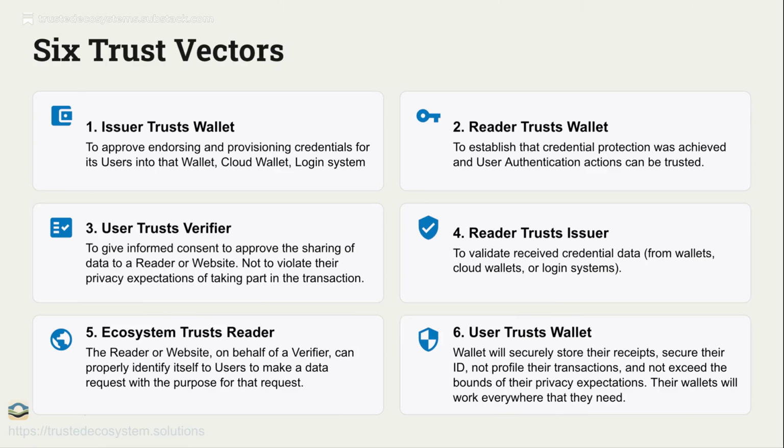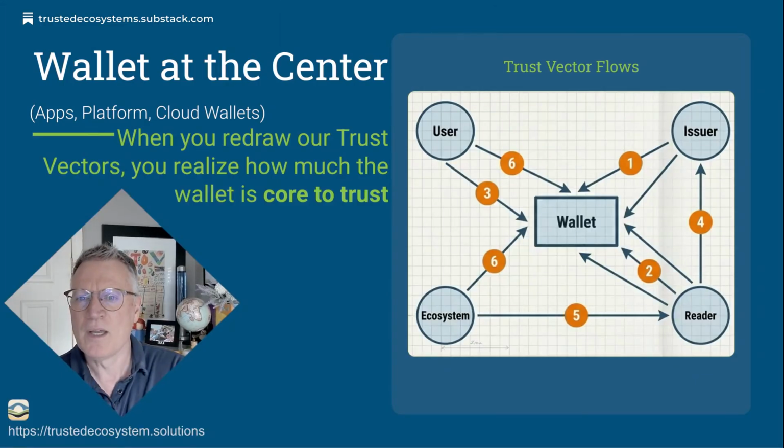So, just a refresher on basically the 6 trust vectors that we've talked about in prior videos. The key ones here that pertain to the wallet: the issuer trusts the wallet to put credentials into it, the reader trusts the wallet for credential protection and user authentication. The user trusts the wallet because it's their source of identity documents, their repository for identity documents and the receipts of those. And then there are other parts of this too, which we'll get to in the next slide.